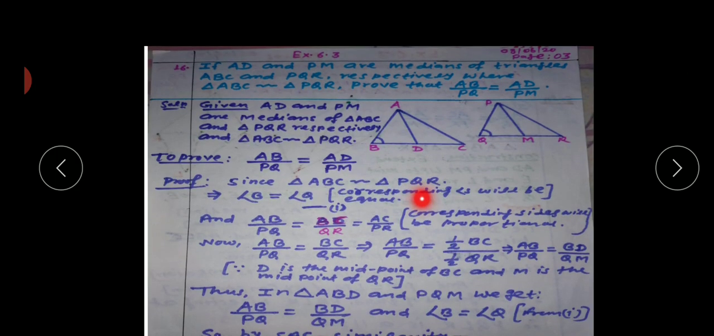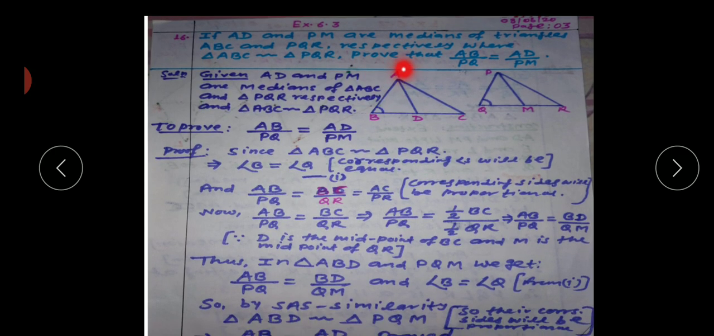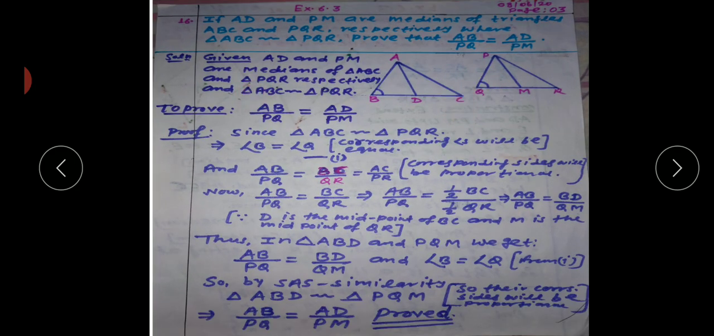Since D is the midpoint of BC, as we have already written here, and M is the midpoint of QR, half of BC will be equal to BD and half of QR will be equal to QM. Thus AB upon PQ has become equal to BD upon QM. The ratio of AB and PQ has become equal to the ratio of BD and QM.